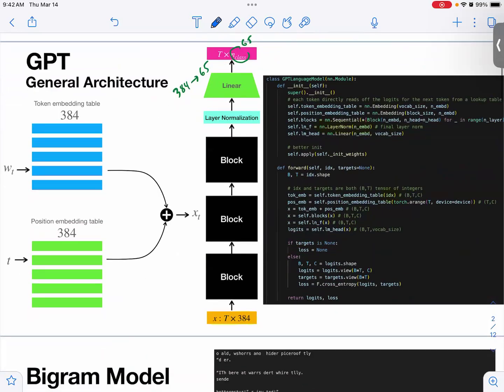The other idea is that, similarly, these words are indices into some dictionary. Similarly, the position is also a discrete index.